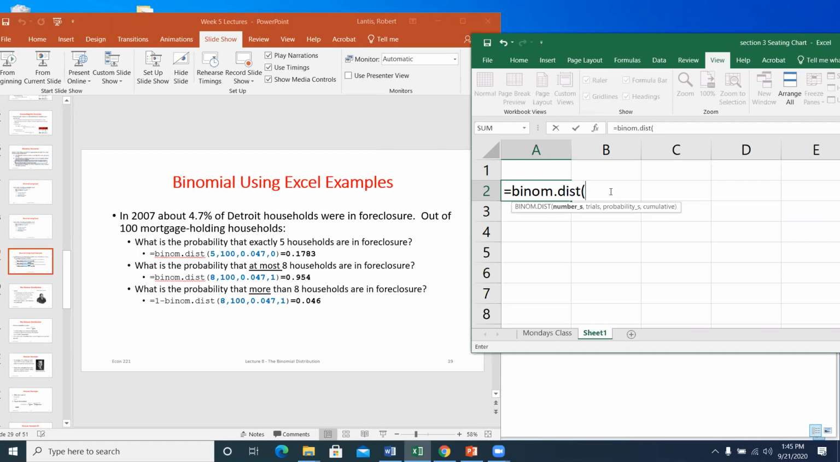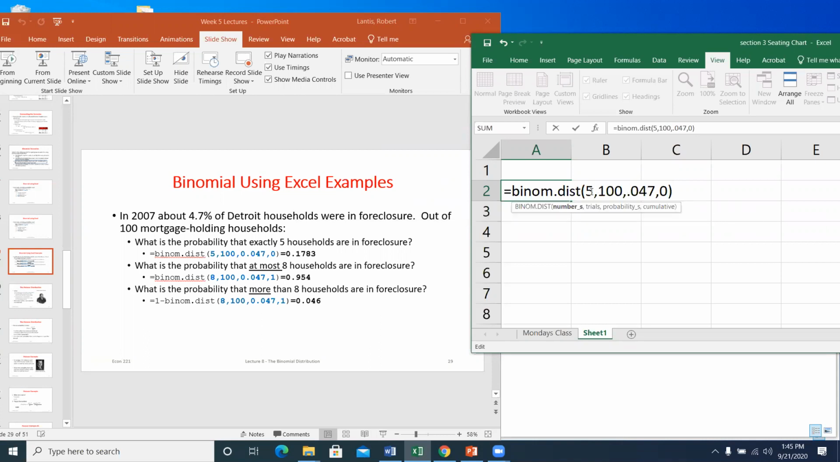So let's say, what's the probability that exactly 5, right? 5 is the number of successes I'm interested in. Number of trials, I'm looking at 100 households. The probability that any one home is foreclosed is 4.7%, so 0.047 as a probability. And then this cumulative means we'll actually be finding the probability that it's 5 or anything below that. So actually, I only want the probability of exactly 5, so I'm going to put a 0 in there.